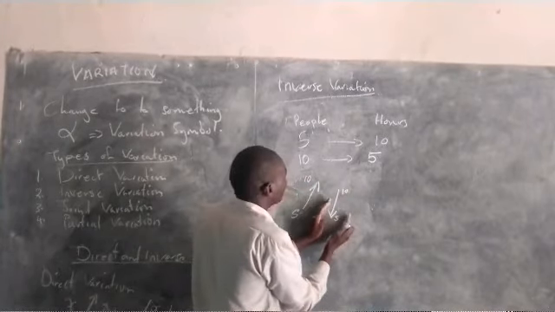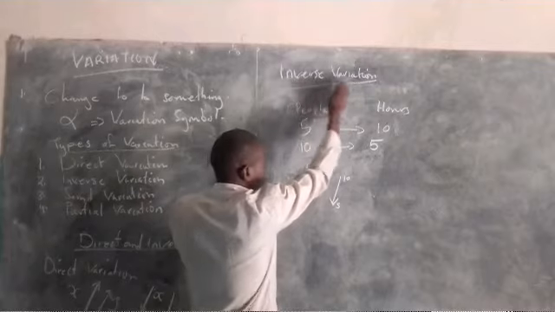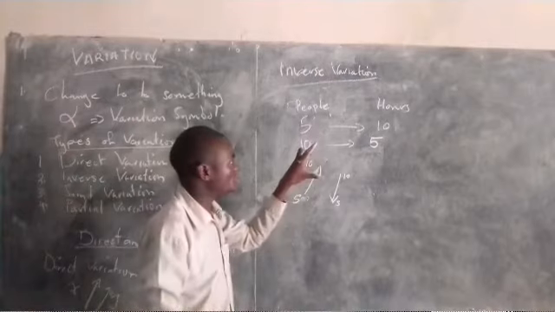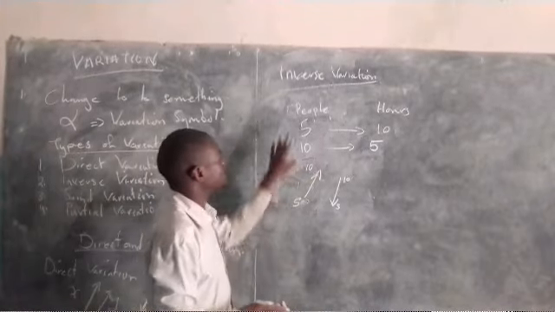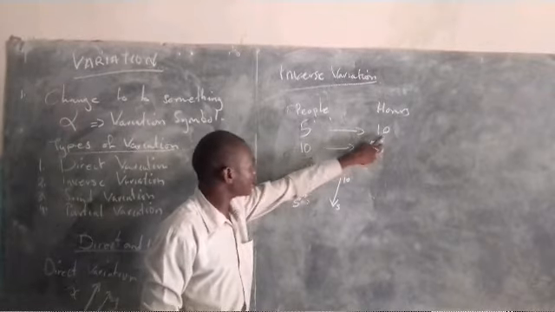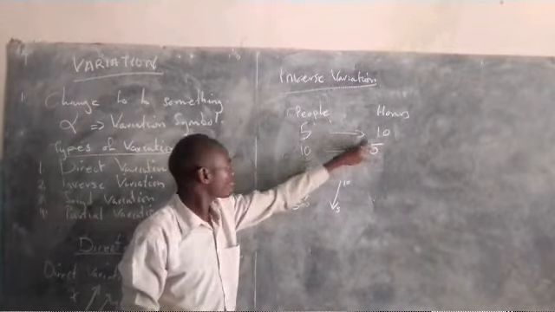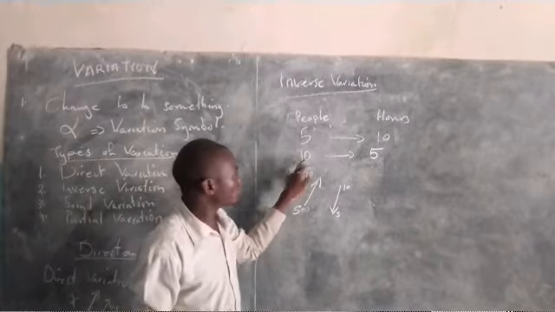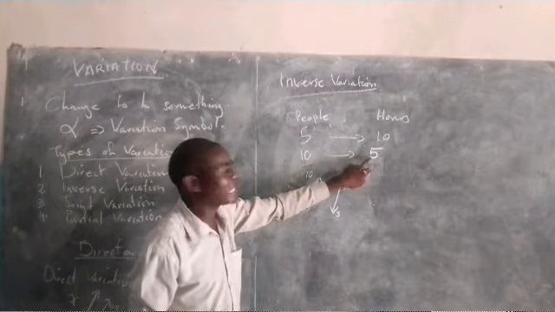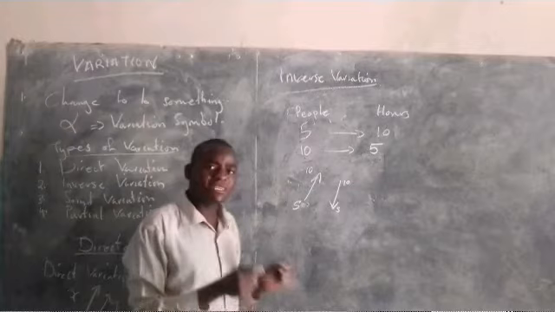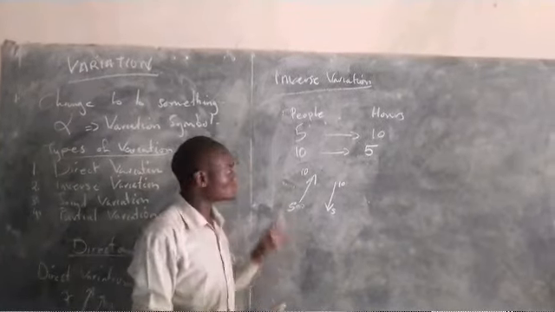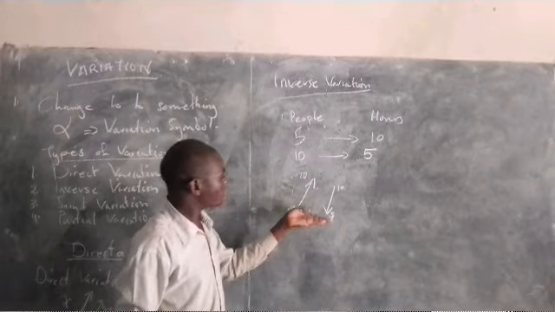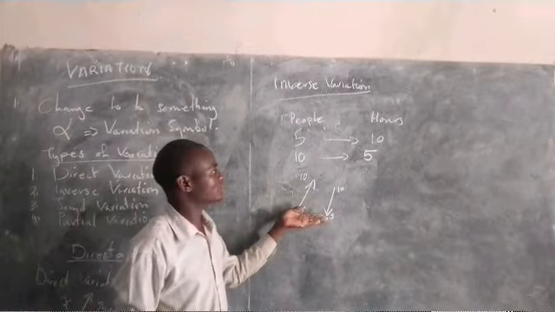Such a scenario is what is called inverse variation, because when one variable is increasing, the other is reducing. You saw that it took 10 hours for 5 people to finish the work. Now the number of people increased, and when you calculate, it will take them approximately 5 hours if they work at the same rate as when they were 5. So this is the denotation of inverse variation.